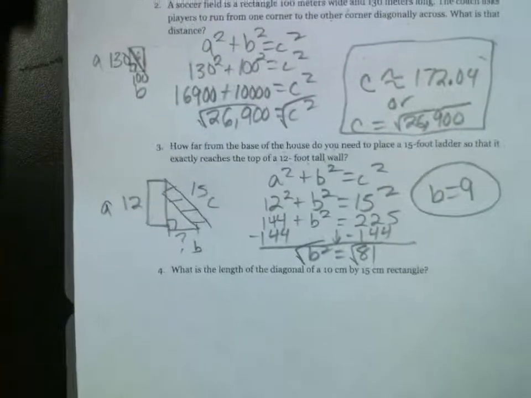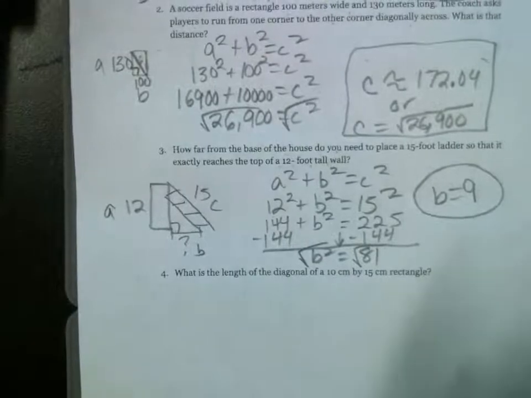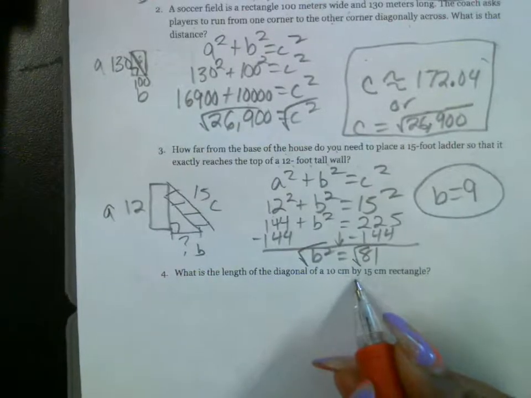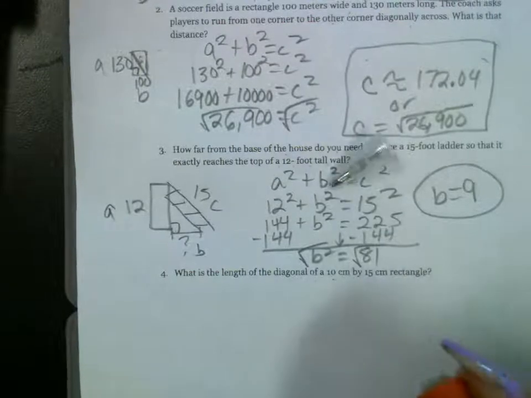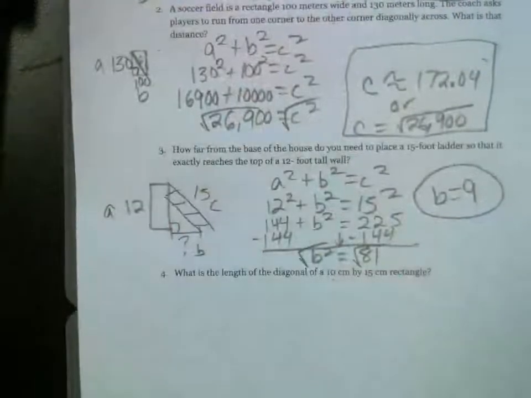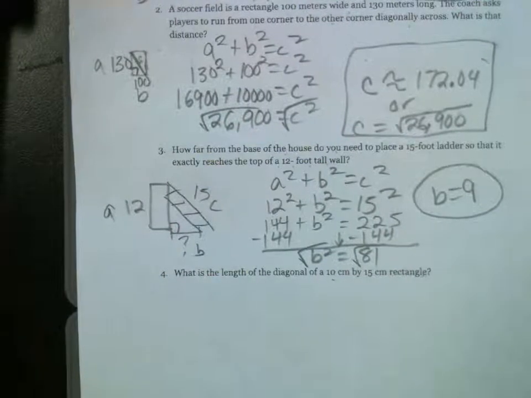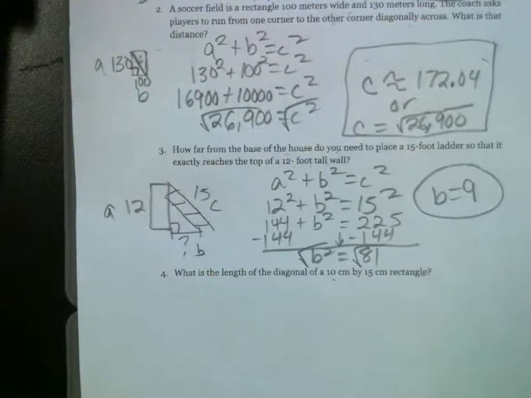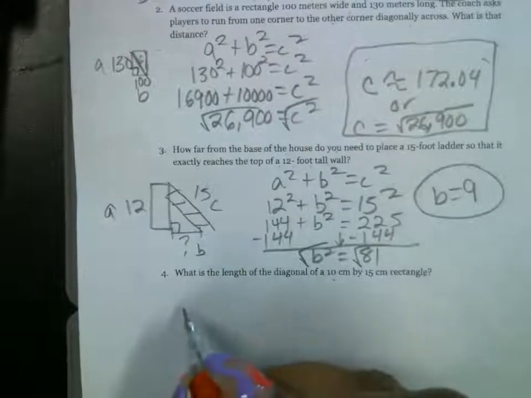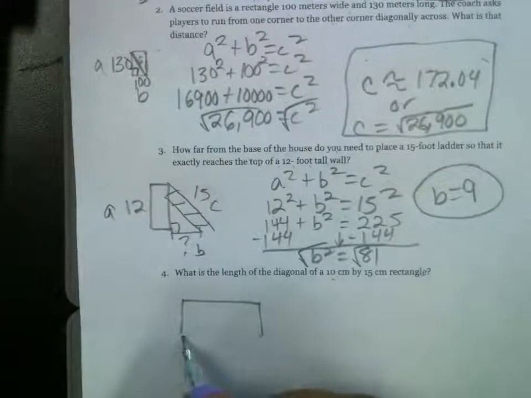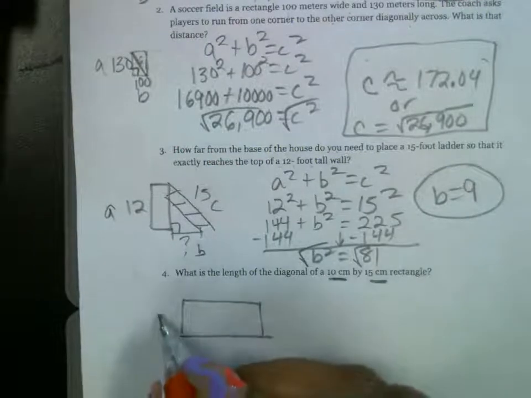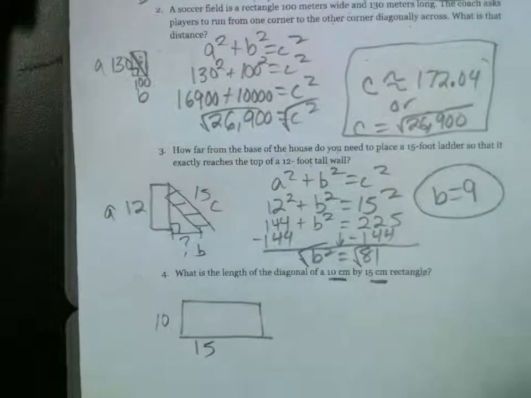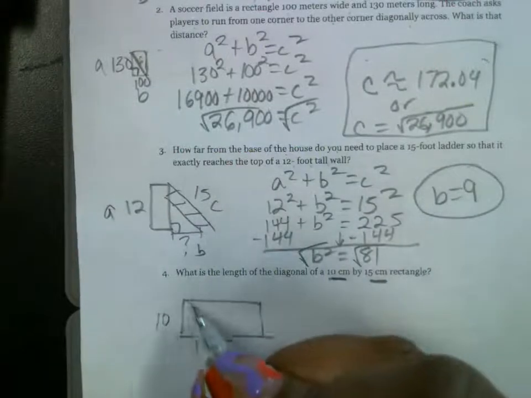Number 4, don't forget you always can pause if you need to. What is the length of the diagonal of a rectangle? Okay, the diagonal of a 10 centimeter by 15 centimeter rectangle. Okay, so this is a rectangle. This is your length, this is your width. So 10, 15. And now they want to know what the diagonal is.